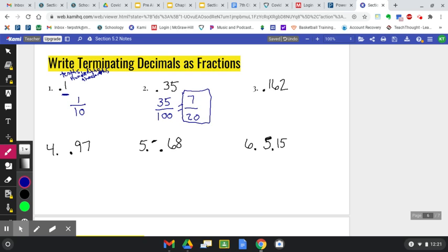Now, you can always check your answer because I can say 7 divided by 20 in my calculator, and it should equal 0.35 if you've done it correctly.